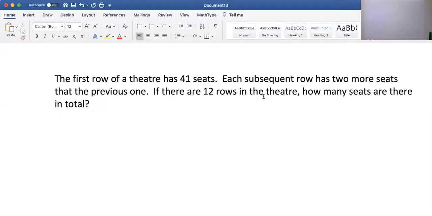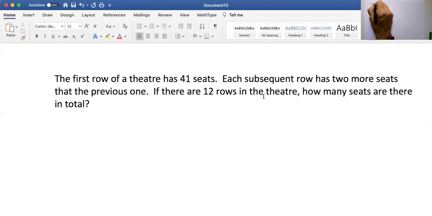This question says the first row of a theater has 41 seats. Each subsequent row has 2 more seats than the previous one. If there are 12 rows in the theater, how many seats are there total? So the first row is 41.